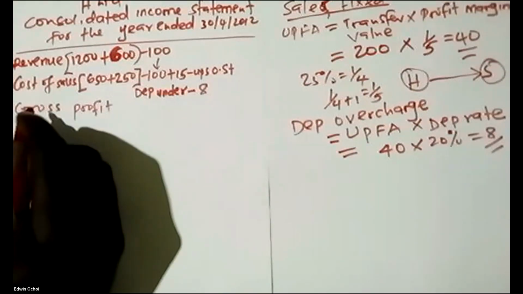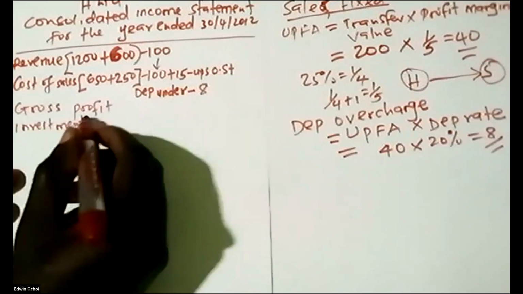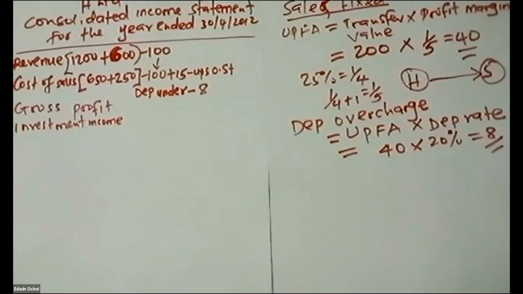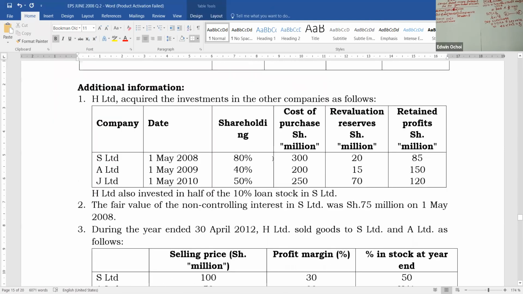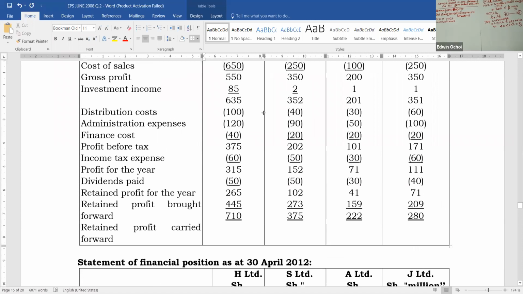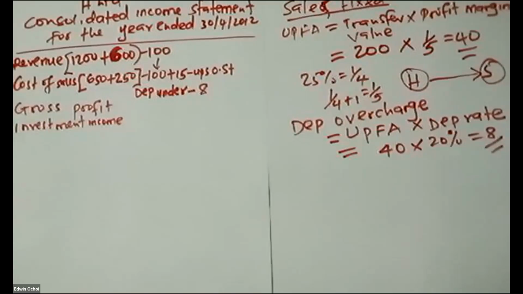Then after that, I can see in my statement there's investment income. These items I'm picking direct, the way they are from the income statement. The ones you see, I take parent plus subsidiary. Those are the ones I take direct from this statement. We just add parent plus subsidiary. Investment income for the parent and subsidiary is 85 and 2.